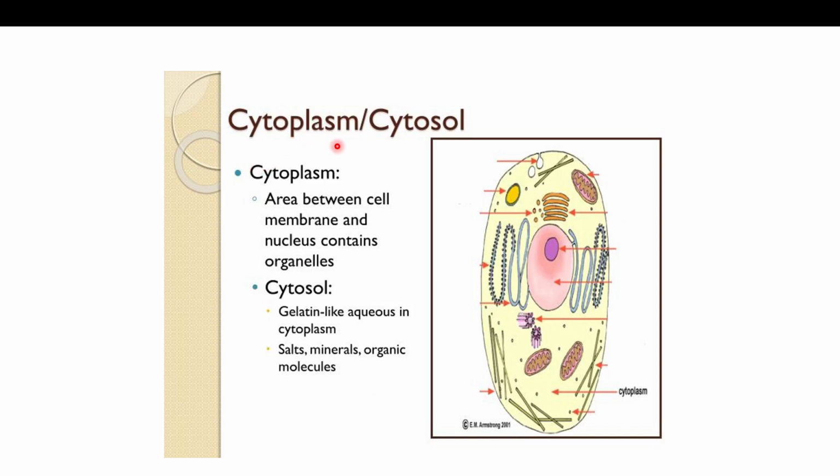So this is the cytoplasm or cytosol. Cytoplasm is the area between the cell membrane and the nucleus containing organelles. And cytosol is the gelatin-like aqueous material in the cytoplasm, which has salts, minerals, organic molecules, and even helps in the transport or cross talk between all these substances.